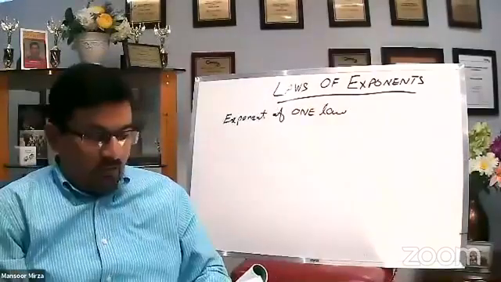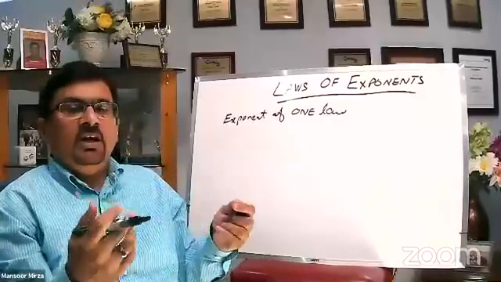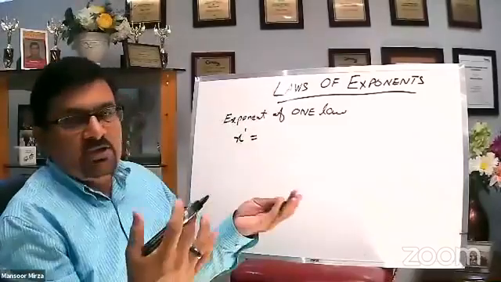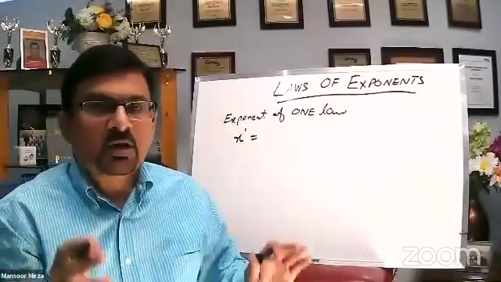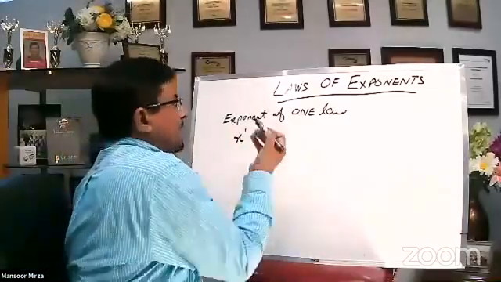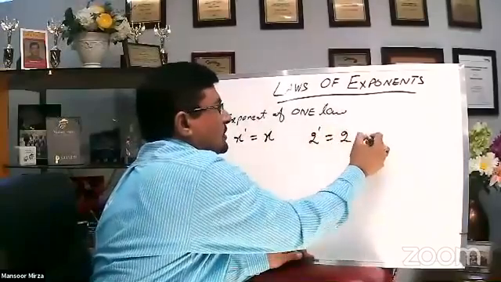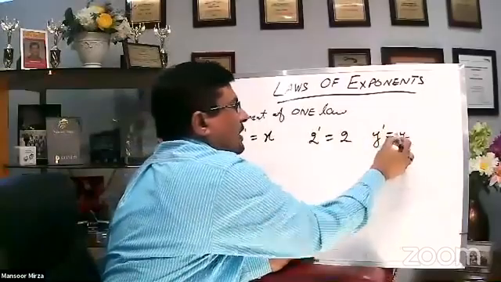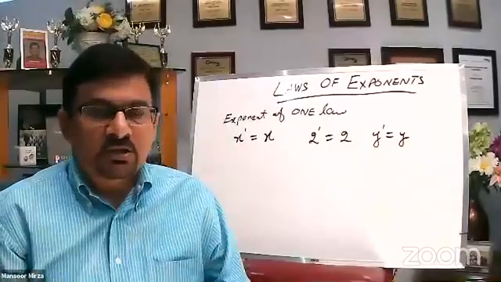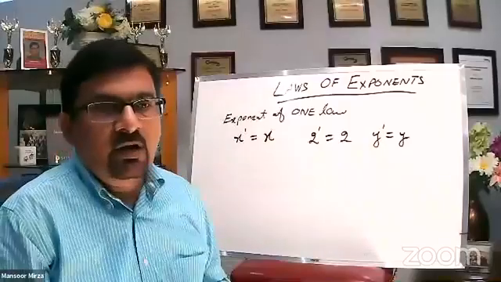As it's obvious from its name, exponent of one law means any exponent which has power 1. So we can give the example of x power 1. Anything which has power 1, not 0, not 2, not 3, just 1, we normally ignore writing the 1. So we can just call it x. Or you can say 2 power 1, we can call 2. Y power 1, we can call y. So it doesn't matter whether we are using a variable or a digit, anything which has an exponent of 1, the final result is the base itself.